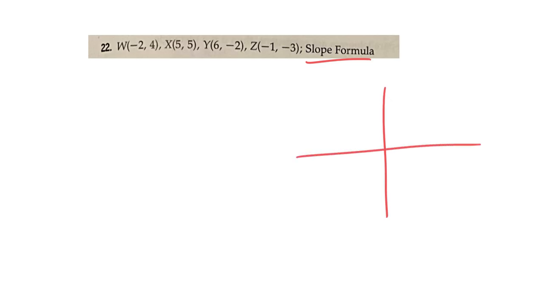So plotting the situation, we have -2 comma 4. That's this. For x, it's 5 comma 5. That would be right around here. For y, it's 6 comma -2. That would be down here. For z, it would be -1 comma -3, which is down lower like that. Okay. Now, it looks like it could be a parallelogram, certainly. It looks like it could be a rectangle.